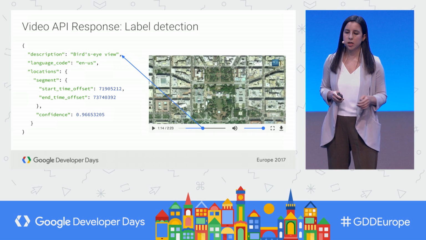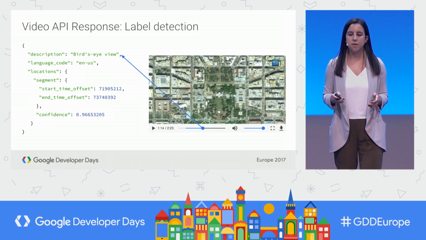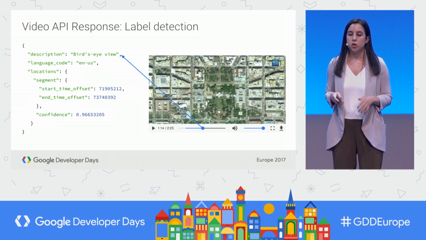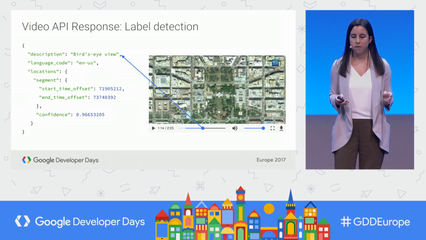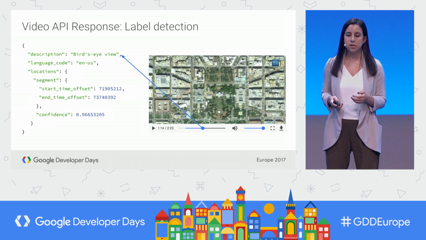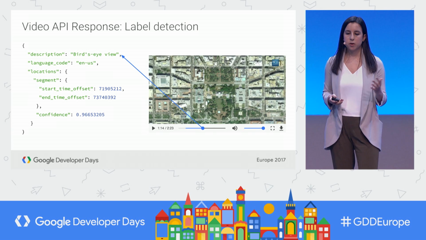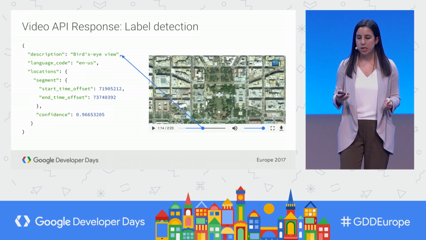This is what the response looks like for label detection. So here we have a video that has a scene of bird's eye view. And we get this locations data. So it's going to tell us the start and end time in microseconds that this label occurs in our video. And then if it occurred more than once, I'd have more than one object in the segment part of my response. And we also get a confidence score. How confident is it that it correctly labeled this scene of our video?